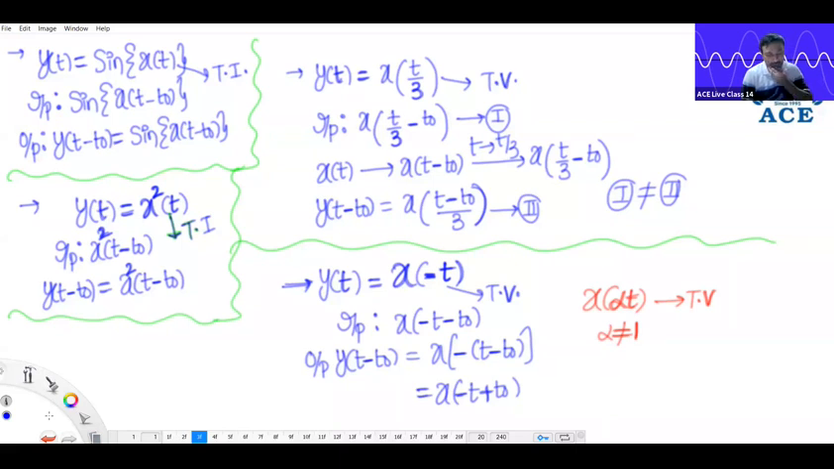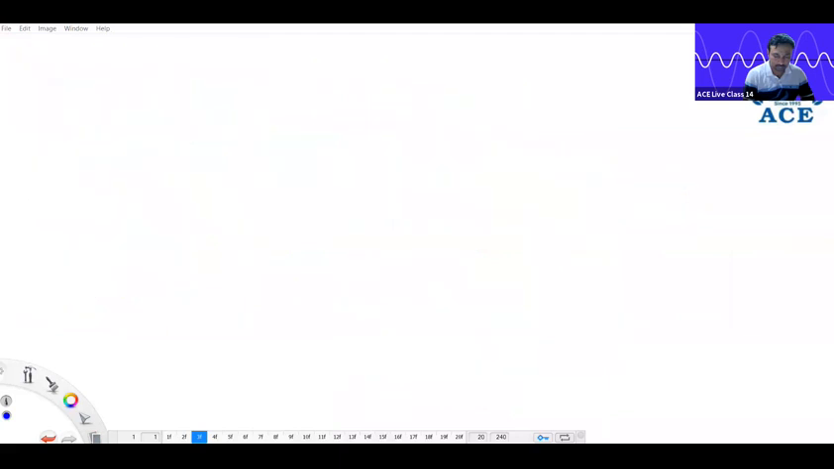I'm going to the next slide. y(t) equals x(t) into cos(ω₀t). Every fellow can answer it. Any signal multiplied by a sine or cos function is modulation. You are aware? Any signal multiplied by a cos or sine function is modulation.